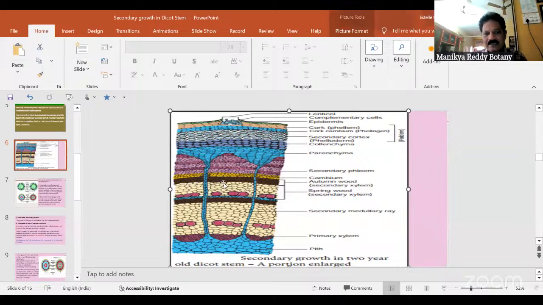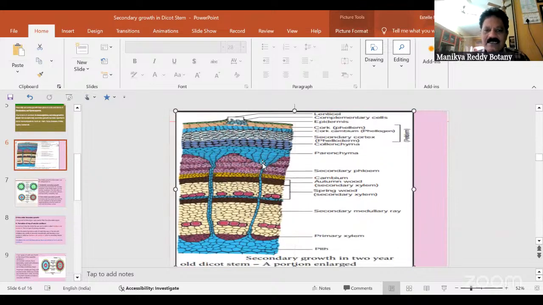cambium, vascular cambium. Inside there are two woods here. Two woods, because this is a 2-year-old stem. When you observe the 2-year-old stem, you can find two annual rings. Two autumn woods, two spring woods. So this blue color strip is there.